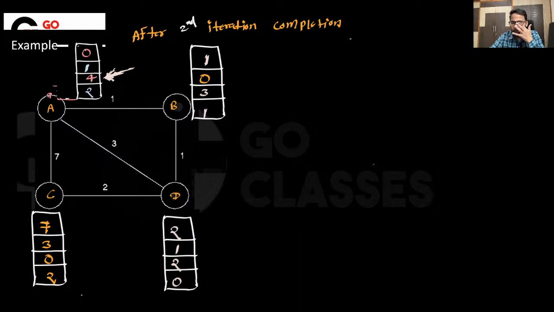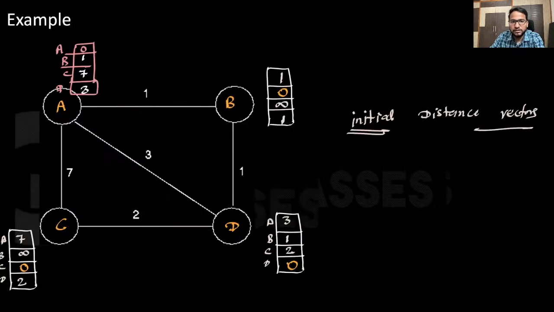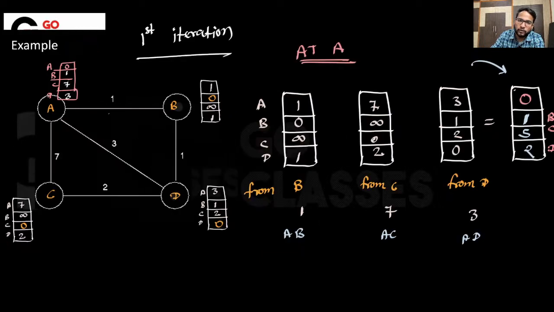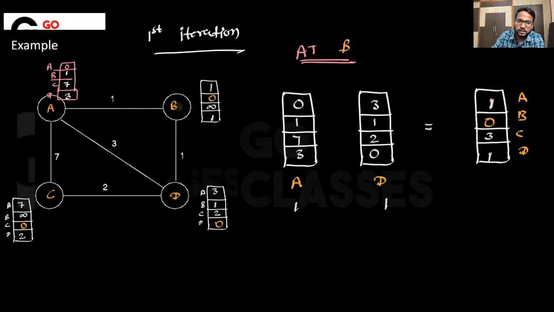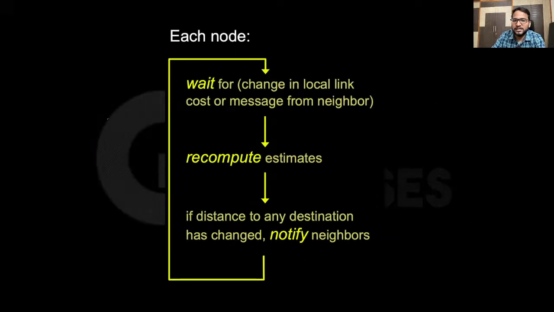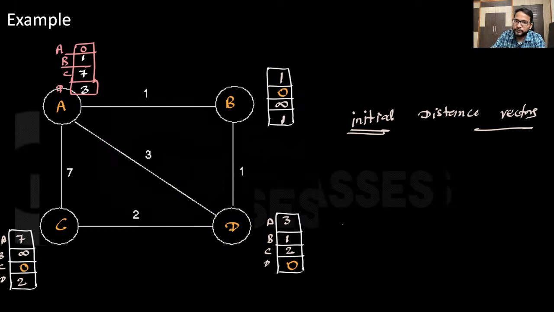So that's how DVR works. Let me know if you have understood this completely. You need to do it iteration by iteration. Initially, what is the initialization? See, this is the initialization where each node knows only about its neighbors. These are the initial distance vectors where you only know about the neighbors.